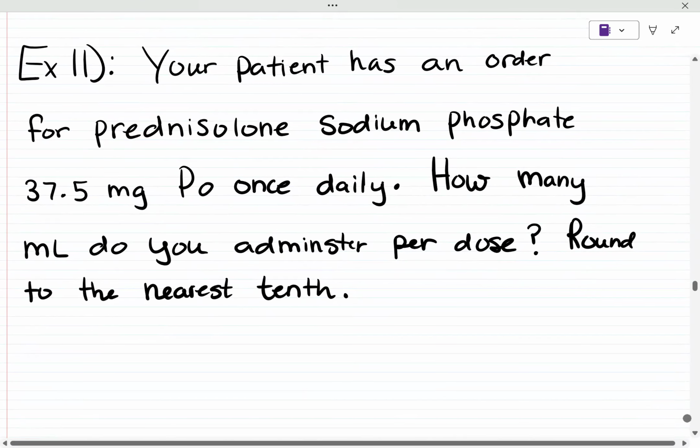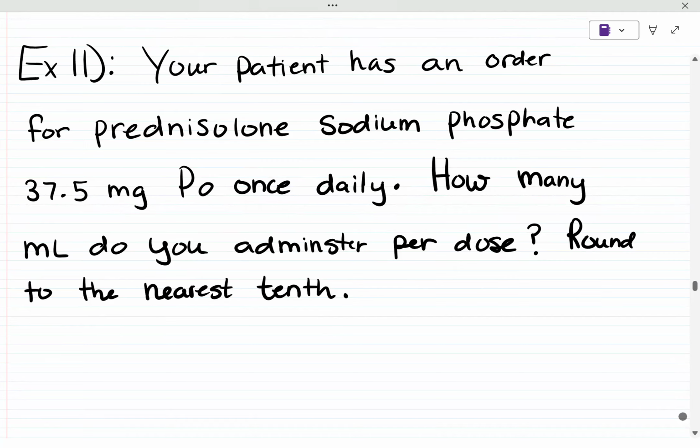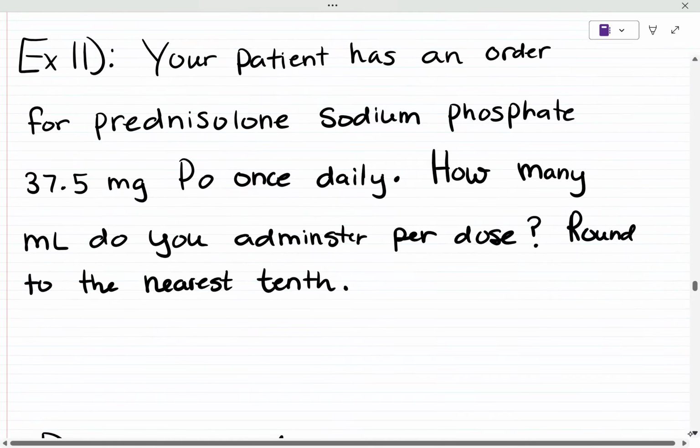Question 11. Your patient has an order for prednisolone sodium phosphate of 37.5 milligrams PO once daily. How many milliliters do you administer per dose, round to the nearest tenth? So how many milliliters? Since the answer is milliliters, I don't think we do a double conversion.